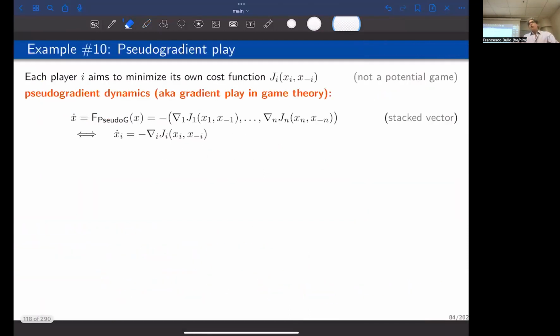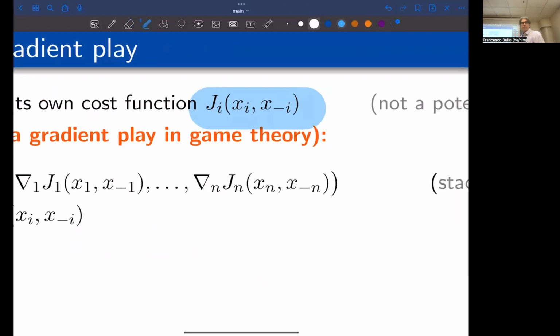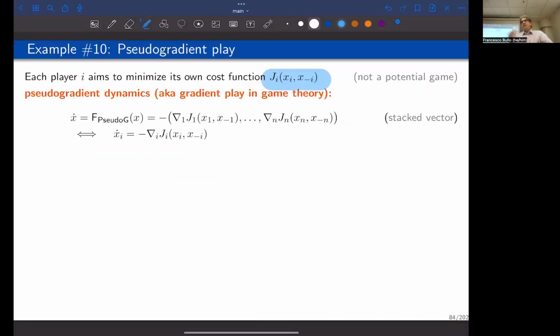All right, next, let us look at problems that are not potential. So truly, generally, my cost function is very different from your cost function. They are not the same. And my cost, I will denote with the symbol J sub i. I will use this notation from game theory: x_i is the decision of agent i, and x_minus_i are the decisions of all of the other agents. So the functions J_1 and J_2 are not related to each other in general. Therefore, this is not a potential game, right? And you aim to minimize your cost.